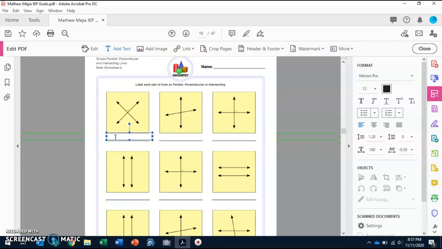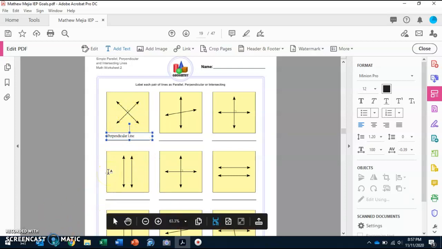Yes, Matthew, you're correct. This is a perpendicular line. Because right here you can see they make a right angle. It already comes with it, so you don't have to worry about it. But you can see here, this is a perpendicular line.